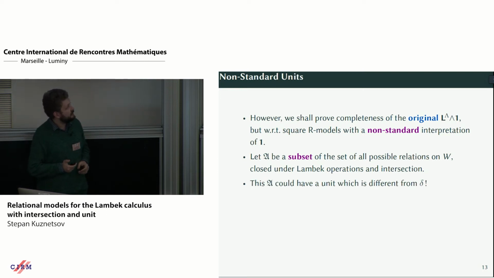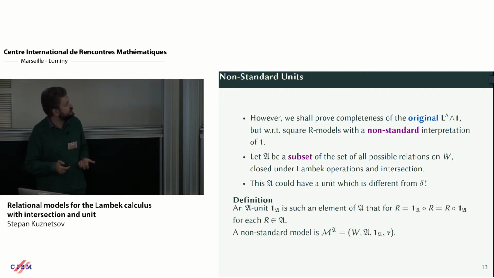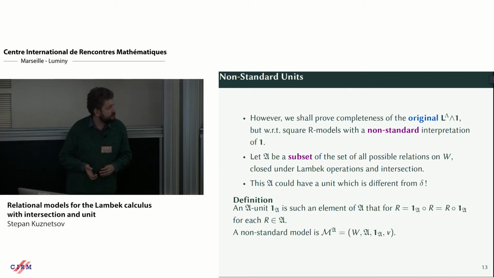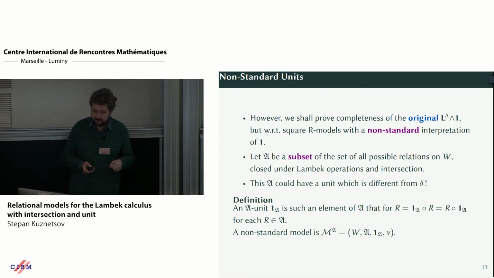And this class could have a different unit from delta. So we do not include delta inside, and this could have another unit, and we denote it by 1_A. This is a unit for any relation which is inside this class. And then we do this non-standard model.